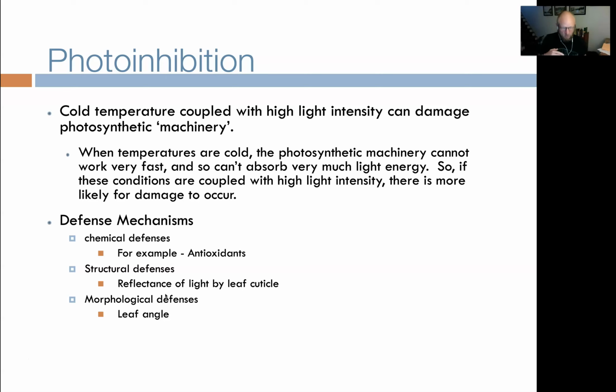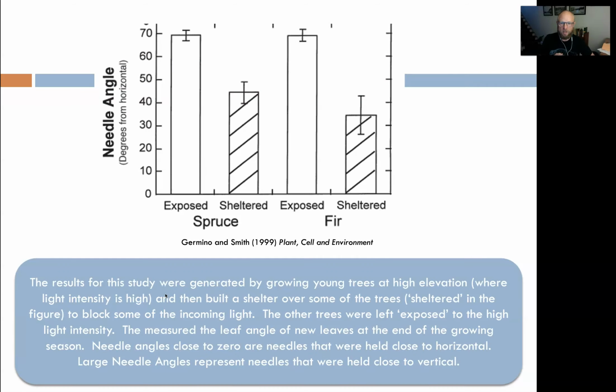So if a leaf that's growing in a cold environment with clear skies is growing horizontally, it's going to be absorbing the bulk of the energy coming in, that solar radiation, and more susceptible to photoinhibition and damage due to those solar loads. So what we see is plants can adjust their leaf angle in order to deal with the different conditions. And we see this especially strong in evergreen gymnosperms.